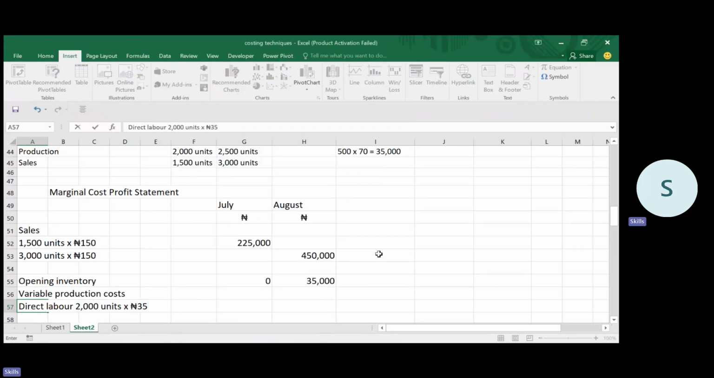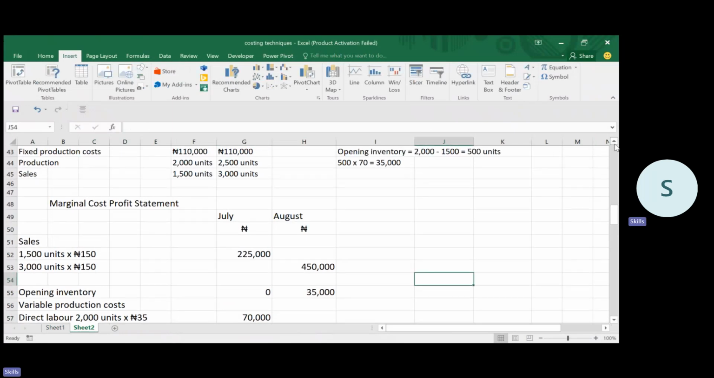35 naira. And this will give us 200, sorry, 2,000 units times 35 naira, which will give us 70,000 naira. So we have 70,000 naira here.